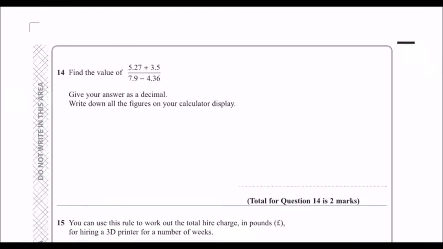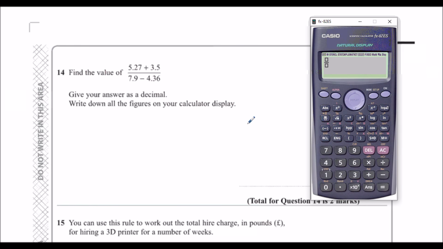Question 14. Find the value of 5.27 plus 3.5 over 7.9 minus 4.36. Give your answer as a decimal. Write down all the figures on your calculator display. So we're just going to type this in the calculator. I'm going to press the fraction button first, and I'm going to write it exactly how it looks in the question. So 5.27 plus 3.5 on top, and 7.9 minus 4.36 on the bottom.